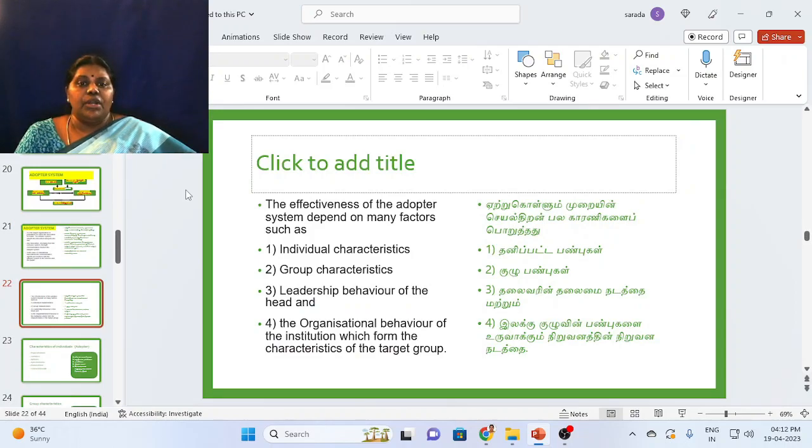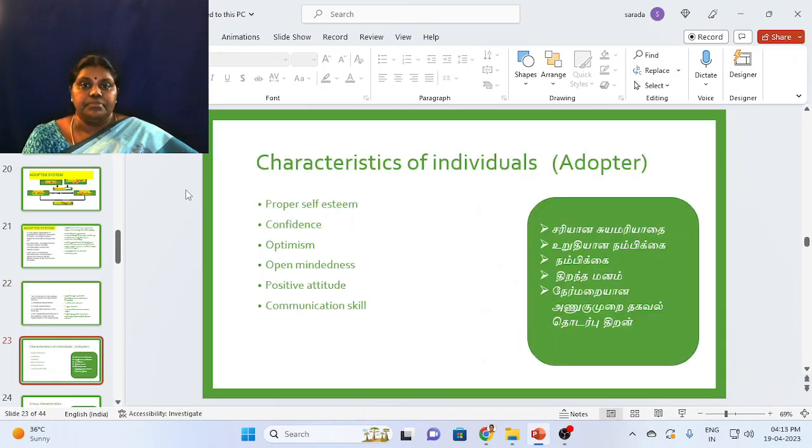The effectiveness of the adopter system depends on many factors such as individual characteristics, group characteristics, leadership behavior of the head, and the organizational behavior of the institution, which form the characteristics of the target group. Let us see the characteristics of the individual. The adopter individual should have proper self-esteem, be confident and optimistic, be open-minded, have a positive attitude, and have communication skill.